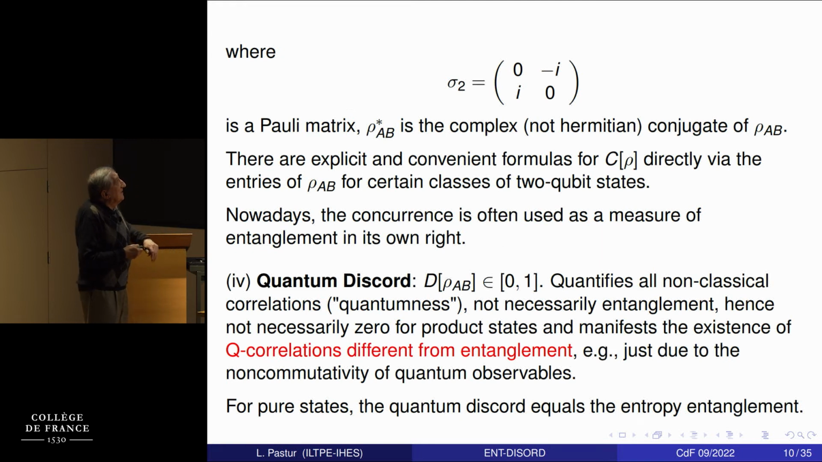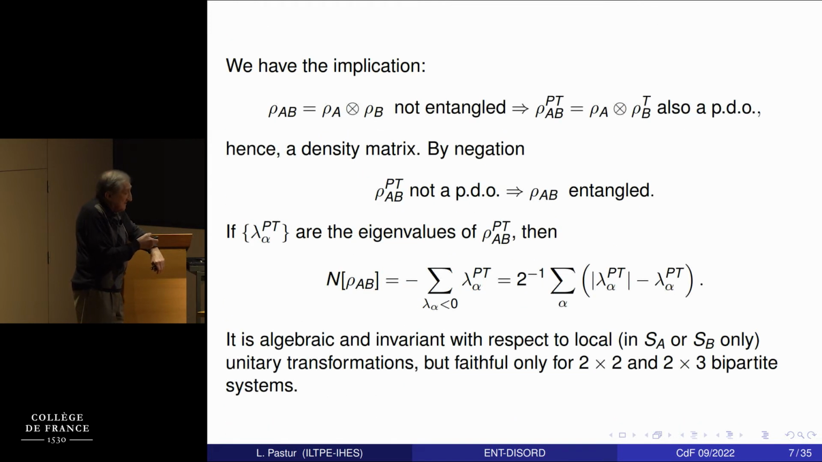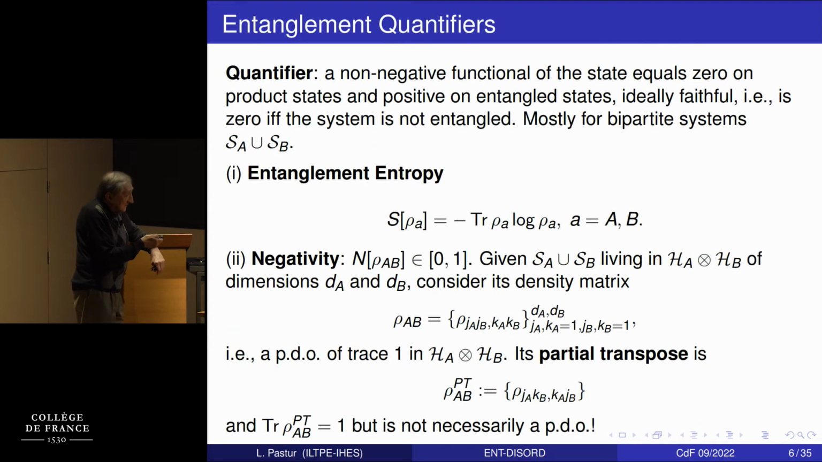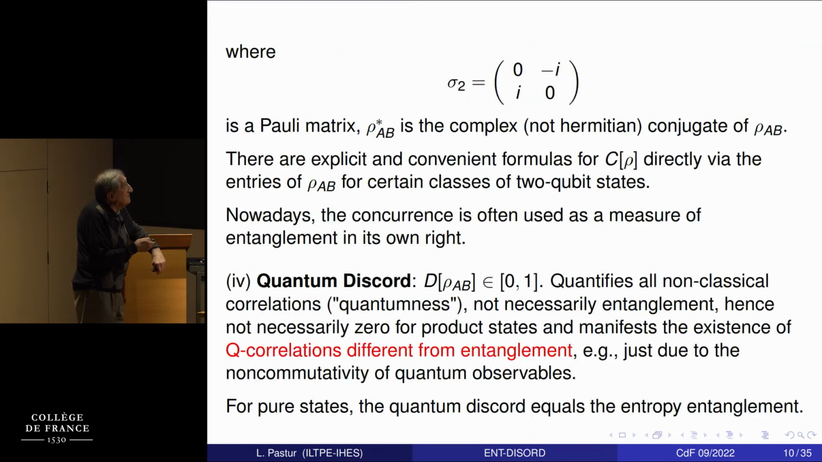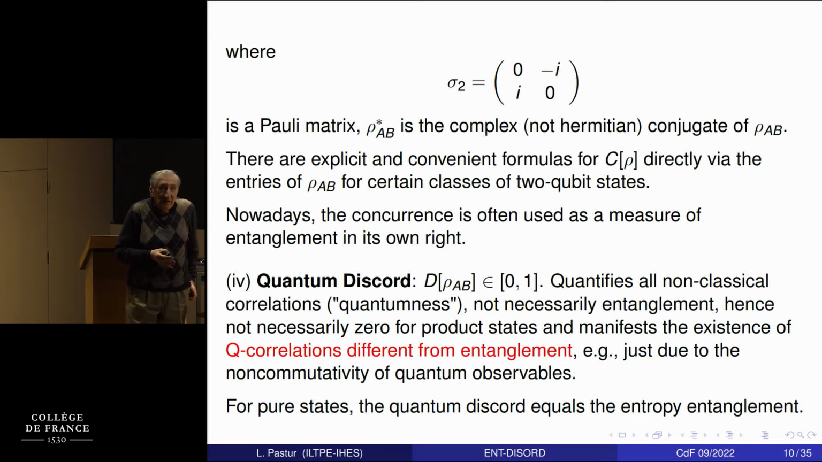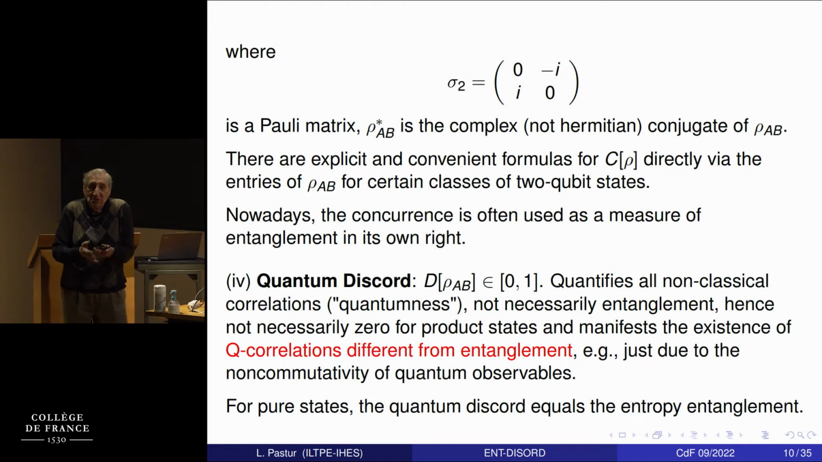Well, and so we have how many quantifiers? We have a simple quantifier already familiar for us, entanglement entropy. We introduced negativity. We introduced the concurrence. And there is this fourth one, which is even more complicated, called quantum discord. I do not dare even to show you the definition, but the intuition is very simple.